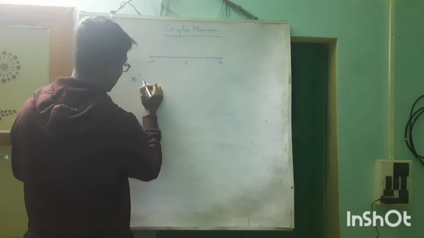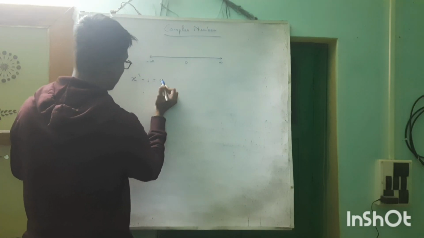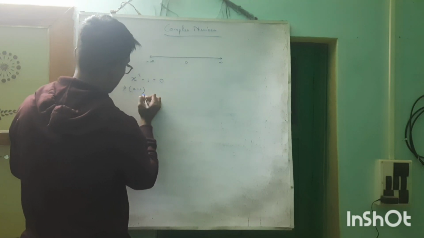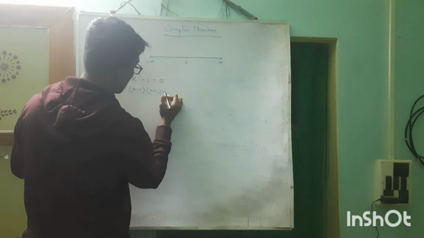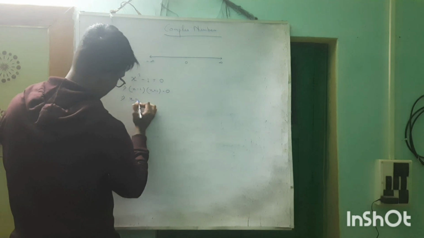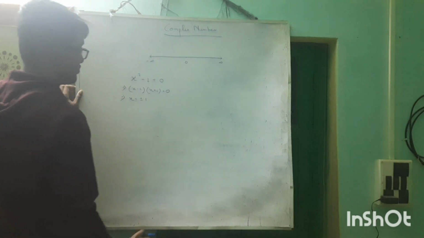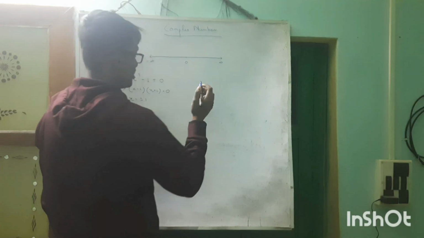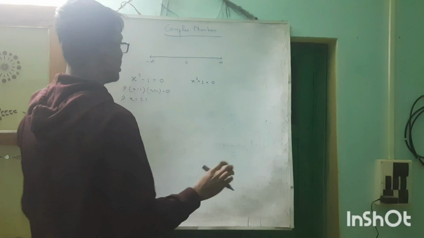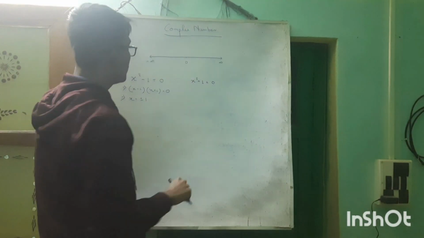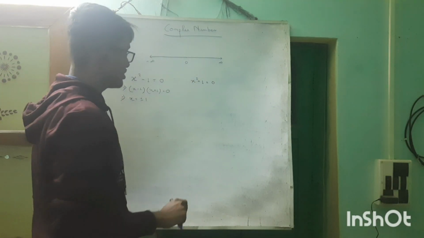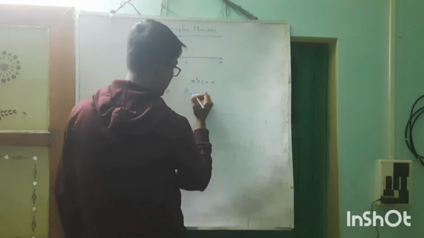I take a quadratic equation. You know its solution. It has two real roots, that is x is equal to plus minus 1. So if we take another equation, you can see that it has no real root. No point on the real line can satisfy this equation. Okay, let's see it.